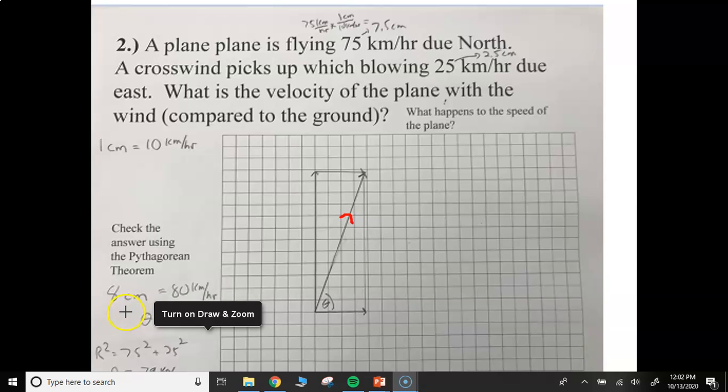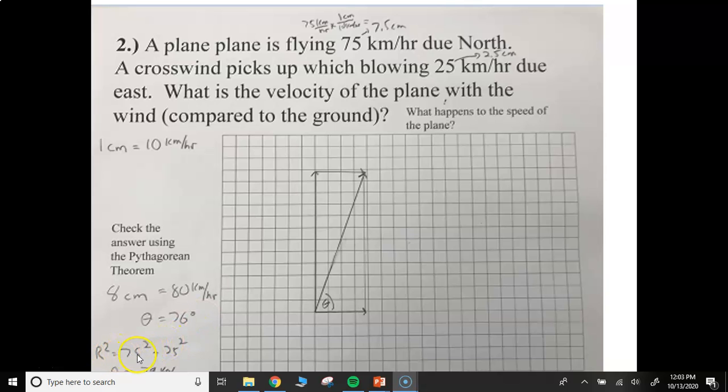So we measure it, and we got 8 centimeters. That is what I got, which is 80 kilometers per hour using my scale. I got theta equals 76 degrees. So how do you know which angle to use? Again, I start from the beginning of the resultant. The resultant starts here and ends up here. So start at the beginning of the resultant and just pick one of these vectors. I chose this one because it was easier, I think, with the protractor. So 76 degrees.